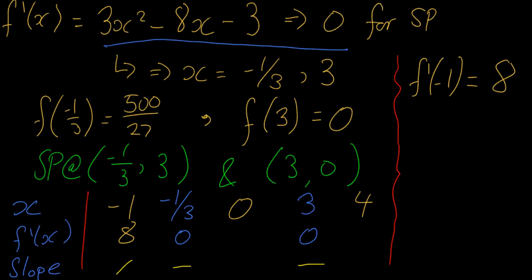Over here, when x is equal to 0, if you were to do the calculation on your CAS, just sub in 0 for your f dash. This will give you -3.